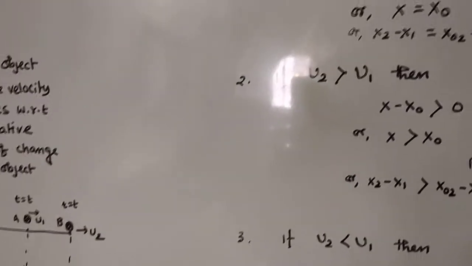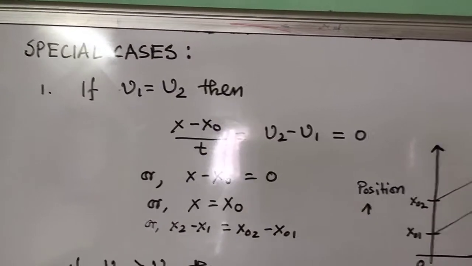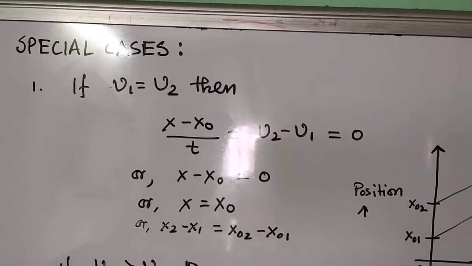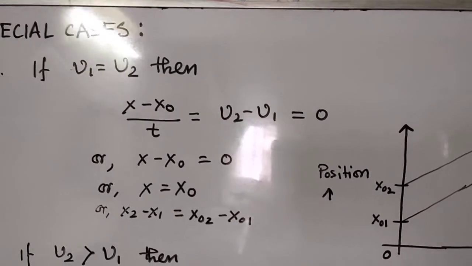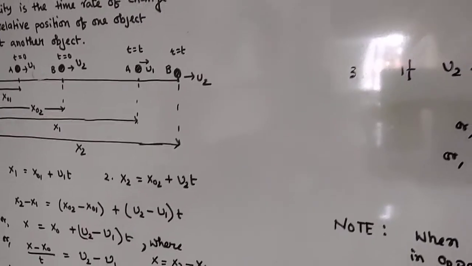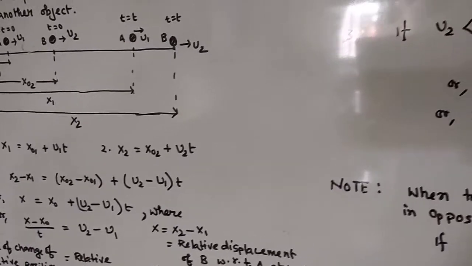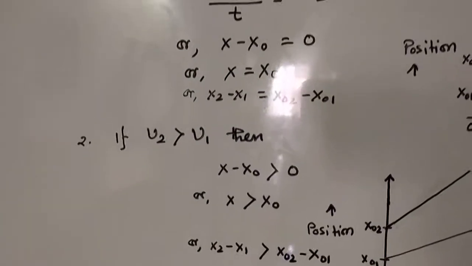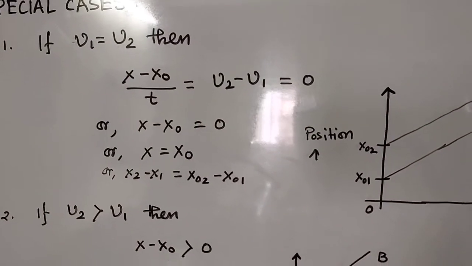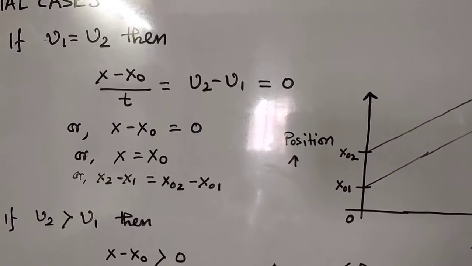The first special case which we are going to discuss is number 1, in which we consider that v1 equal to v2. It means both objects are moving with the same velocity. Then in the expression (x minus x0) by t equal to v2 minus v1, v2 minus v1 goes to 0 as v1 equal to v2. So we get x minus x0 equal to 0, that is, x equal to x0.